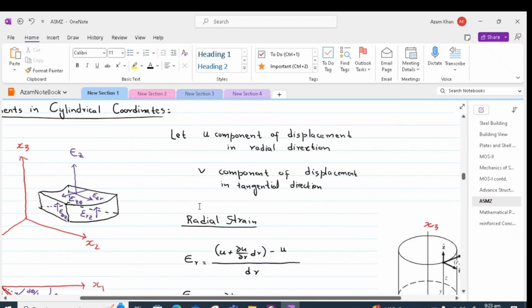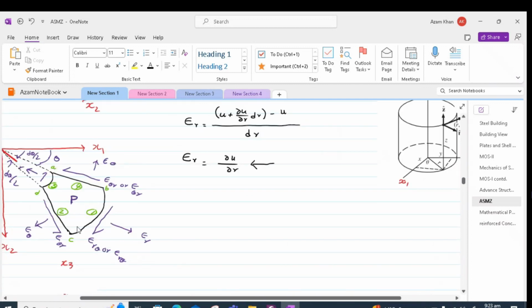In considering the displacements in the cylindrical coordinate system, let us assume that u is a component of displacement in the radial direction and v is the component of displacement in the tangential direction. So this element would have a displacement component in the r direction denoted by u and in the tangential direction denoted by v. We have four sides of this element.